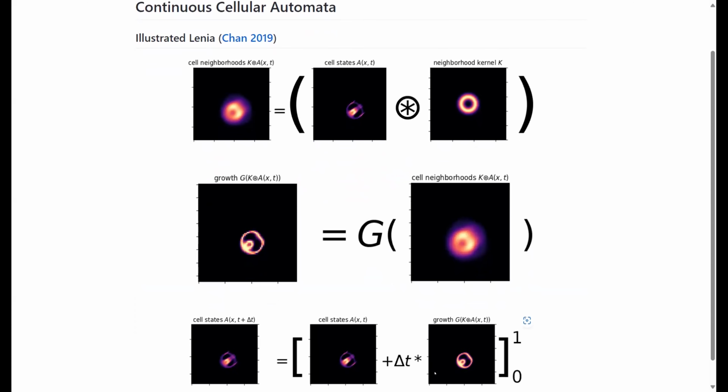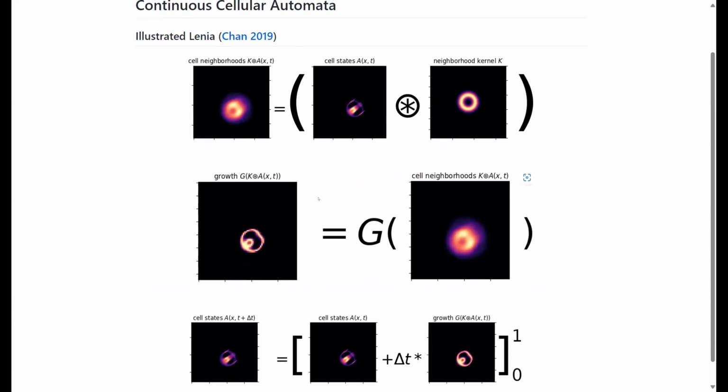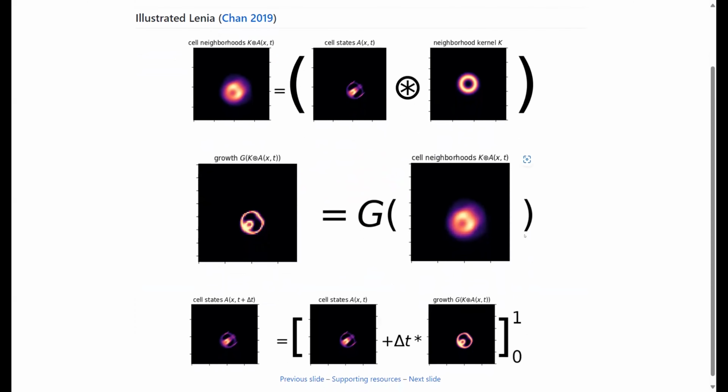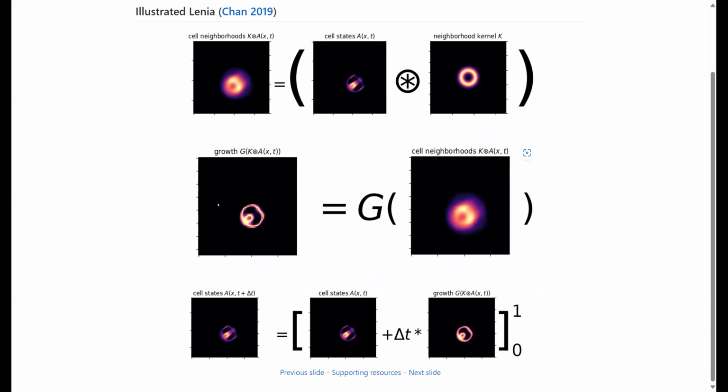Now, visually, that will look something like this, where you first calculate the neighborhoods by convolution with the neighborhood kernel. It's convolution of the original cell states of the grid. And then that fuzzy looking image on the left will be the results. That's the neighborhoods. And those neighborhoods are fed to the growth function we looked at earlier. And that gives you the update. And we add that to the pre-existing cell states to get the cell states at the next point in time.